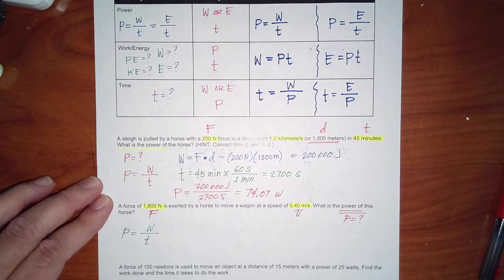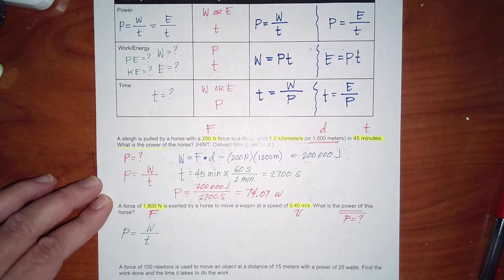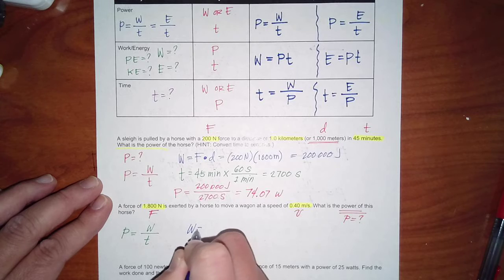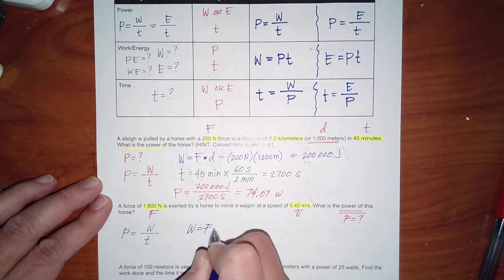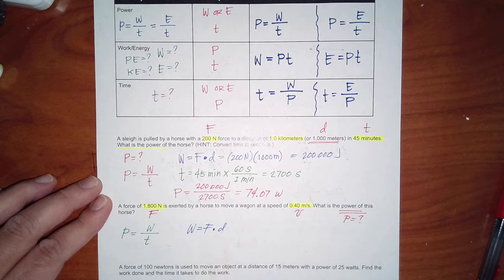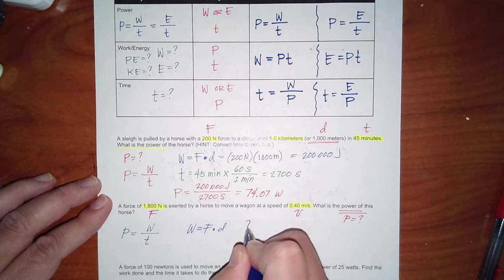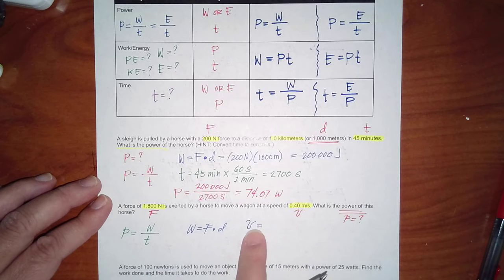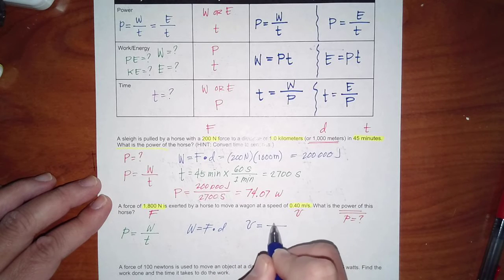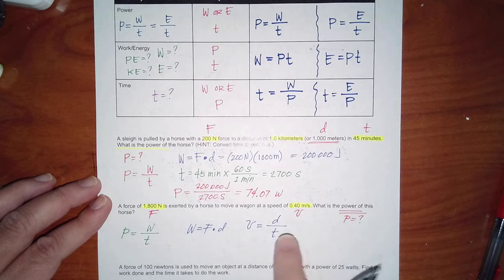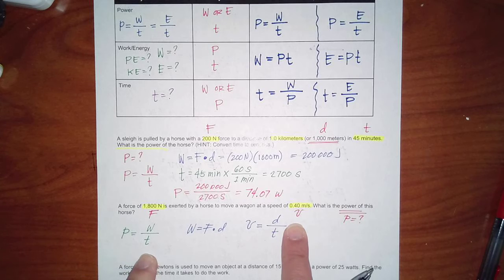Let's analyze. In order for us to solve for work, we must multiply the force by the distance. We are provided with a force of 1,800 newtons. However, we're not provided with the distance, but we have 0.4 meter per second. So if we analyze this, velocity or speed is simply equivalent to distance over time.